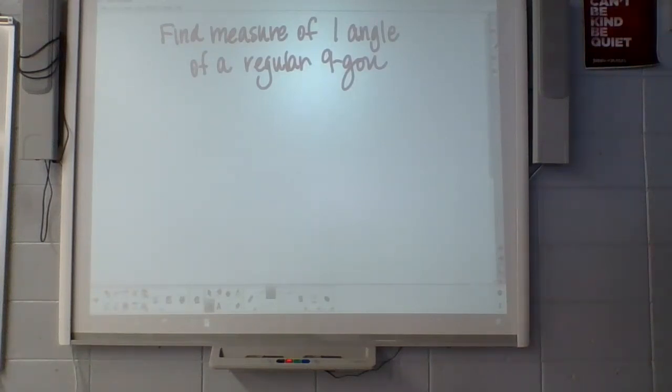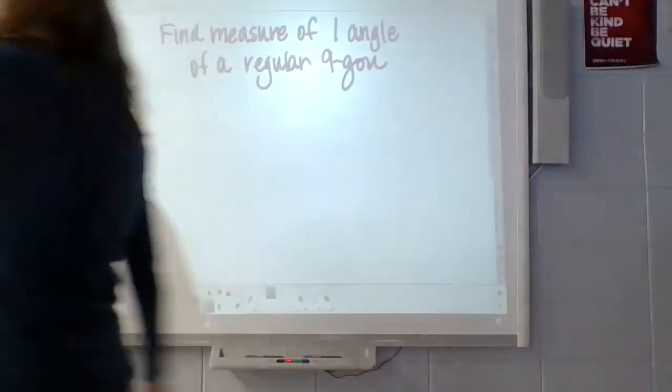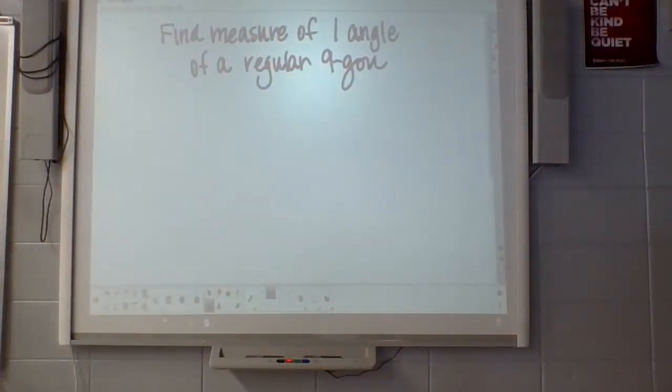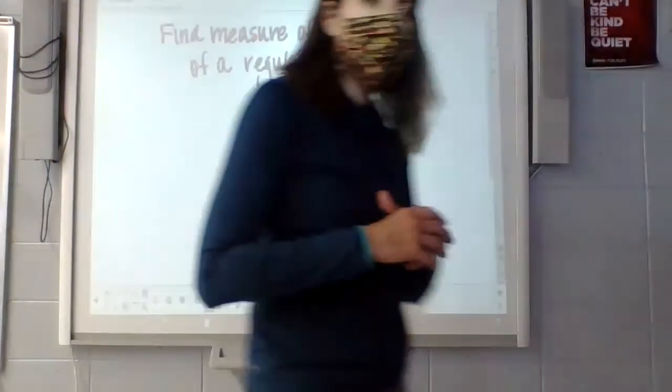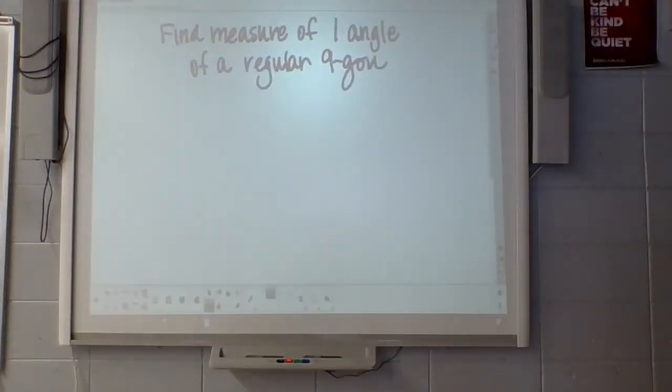So the measure of one angle of a regular 9-gon. So you have to figure out all of them. And then you have to figure out what just one would be. So there's 9 of them, and they're all the same.